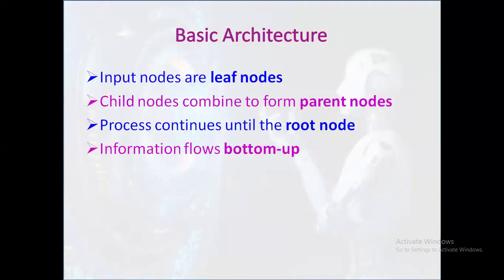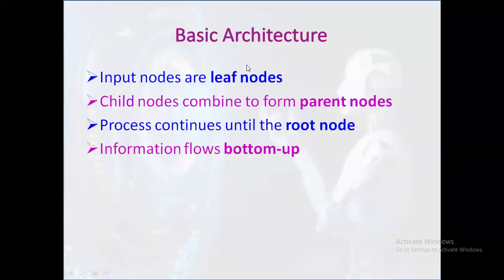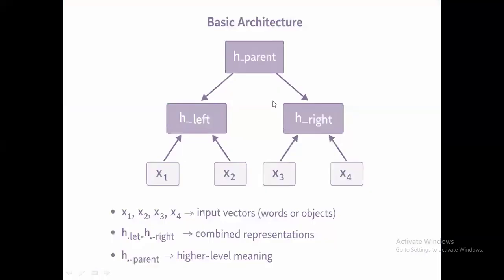The basic architecture of the recursive neural network is shown here. This is the basic recursive network: parent, left child, right child. It has inputs x1, x2, x3, x4. And this is the combined representation. This is the parent level. Here the input nodes are leaf nodes. The lowest level contains the raw input, in this case input like word embeddings or object features.